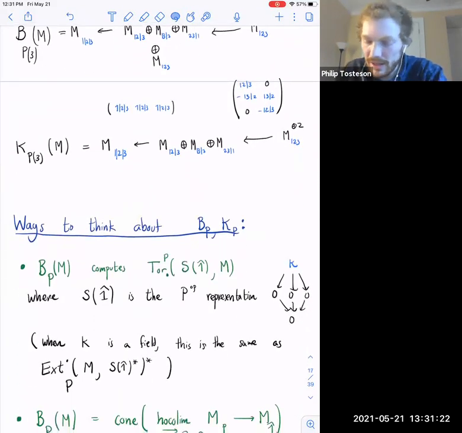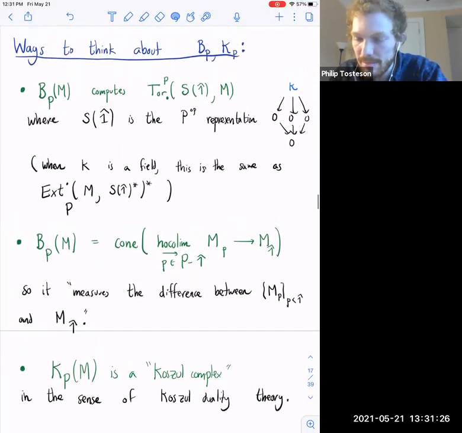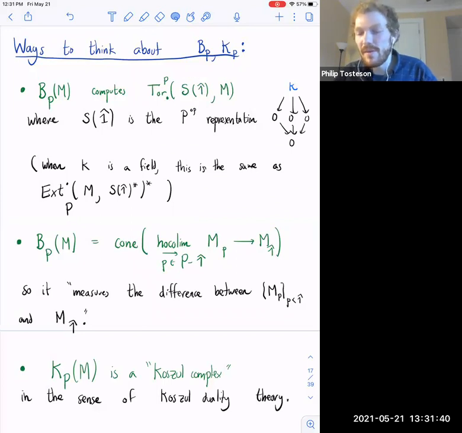So I'll briefly mention that there are fancier ways of thinking about what BP and KP are doing. So the first off is that since it's a bar complex, you can interpret it as being a certain Tor. It's a Tor with, so you can take the tensor product of a P representation and a P op representation, which is that if you compute Tor with this P op representation, then you get the complex BP.